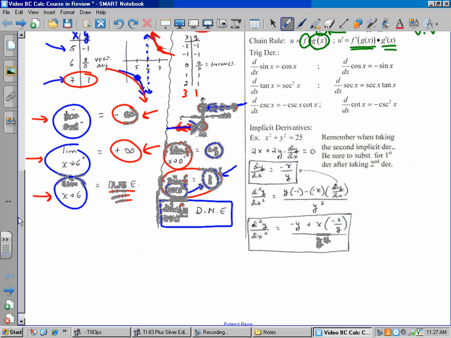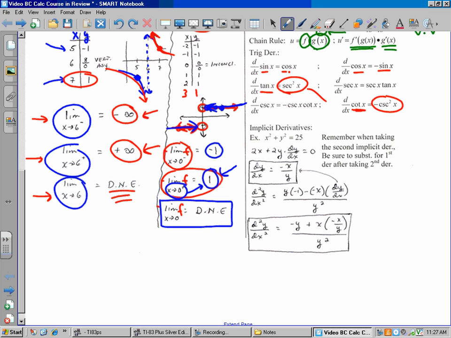These trig derivatives: the derivative of the sine is the cosine, the derivative of the cosine is negative sine, the derivative of the tangent is secant squared, the derivative of the cotangent is negative cosecant squared, so I usually group those two together.